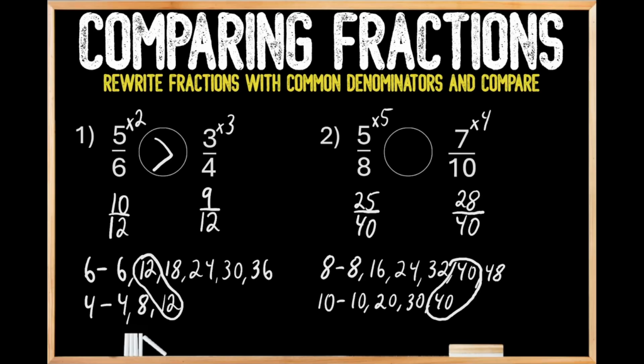And now that we've rewritten these fractions with our common denominators, we can compare the value of our numerators. And here, obviously, 28 is greater than 25, so that means that the fraction of 5/8 is less than 7/10.